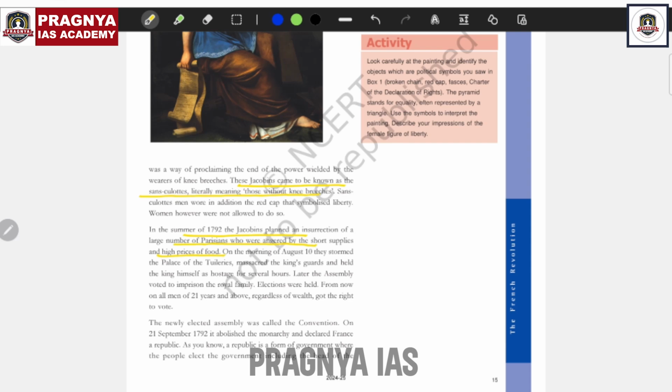On the morning of 10th August, they stormed the palace of the Tuileries, massacred the king's guards, and held the king himself as hostage for several hours. Later, the assembly voted to imprison the royal family. The newly elected assembly was called the Convention. On 21st September 1792, it abolished the monarchy and declared France a republic.